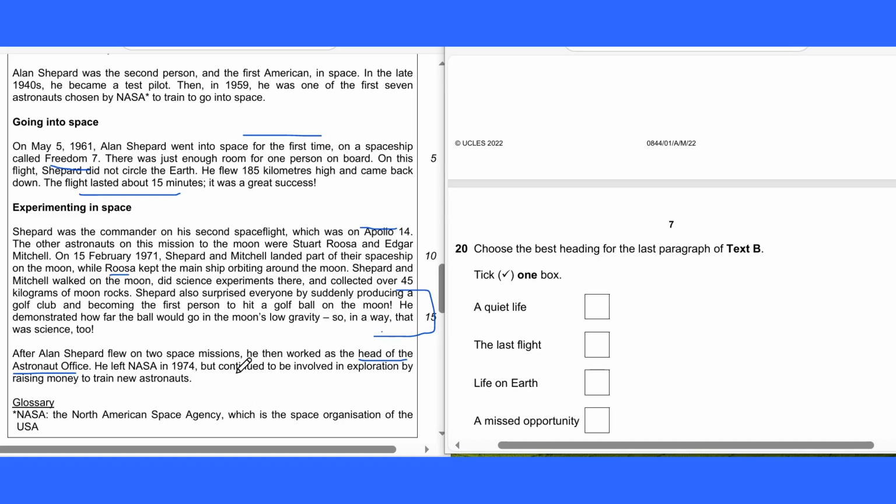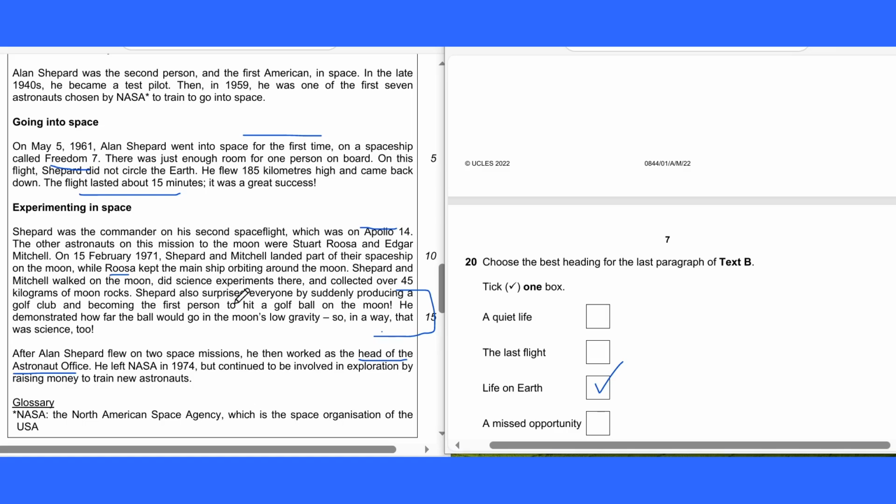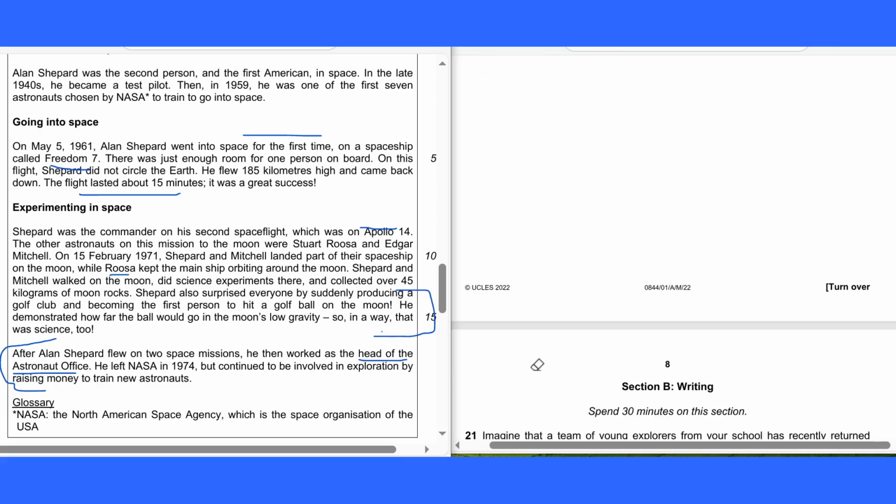Okay, let's check out the answer guys. Here we go. The last paragraph in here is this paragraph. So the correct answer is life on Earth. As on Earth, he worked as the head of the astronaut office and continued to be involved in exploration by raising money to train new astronauts. Right, that's all for the last question.